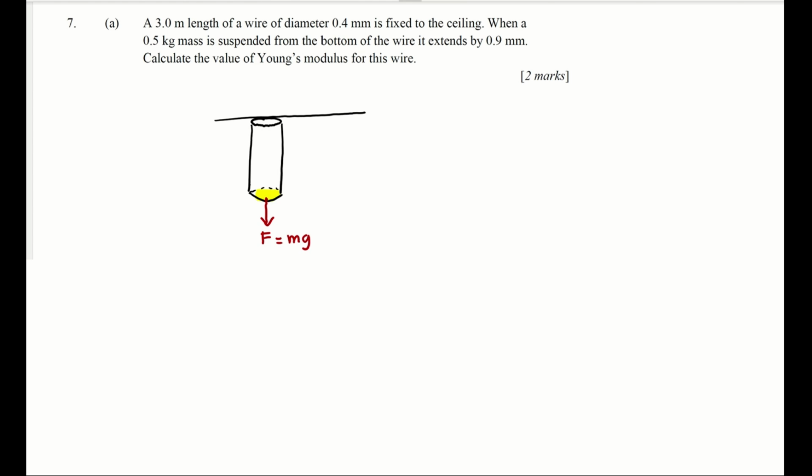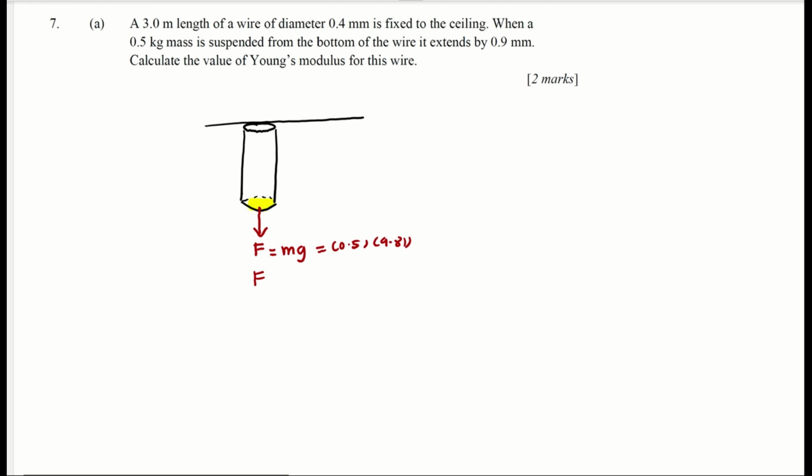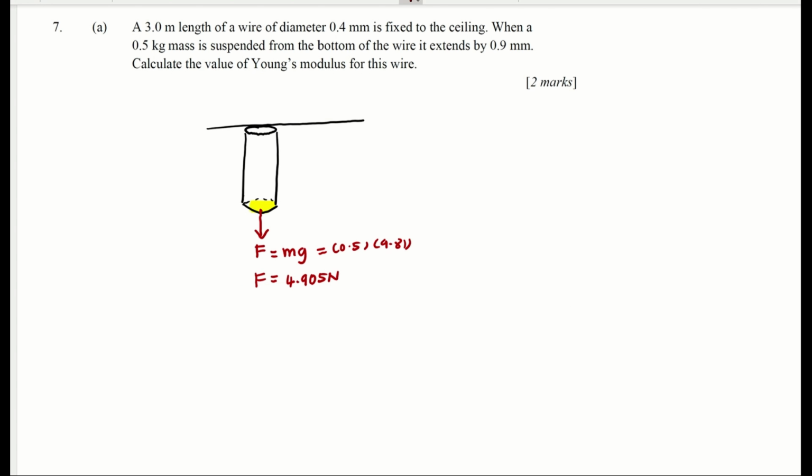So the force exerted on the cross-sectional area of the wire is equal to 0.5 kg times 9.81. So F here is equal to 4.905 Newton. Jadi bila kita letakkan mass 0.5 kg pada wire tu tadi, apa yang berlaku, dia cakap wire itu akan extend sebanyak 0.9 millimeter.